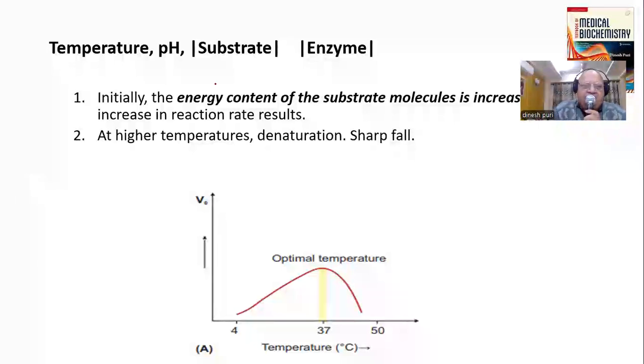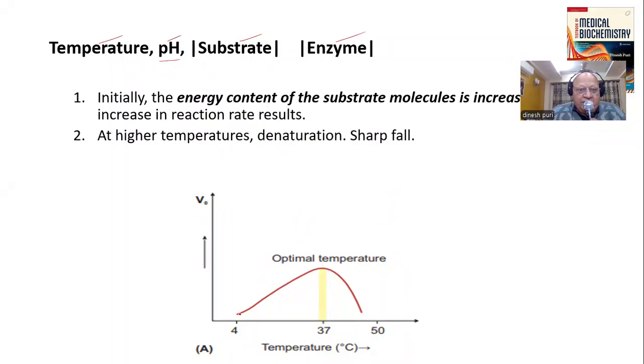Enzyme Kinetics, the second lecture of the series. Factors influencing the enzyme activity are temperature, pH, substrate concentration, and enzyme concentration. Temperature dependence of enzyme activity and pH dependence also we had discussed earlier in the last class with an emphasis as to why we get shapes of the curves like this.